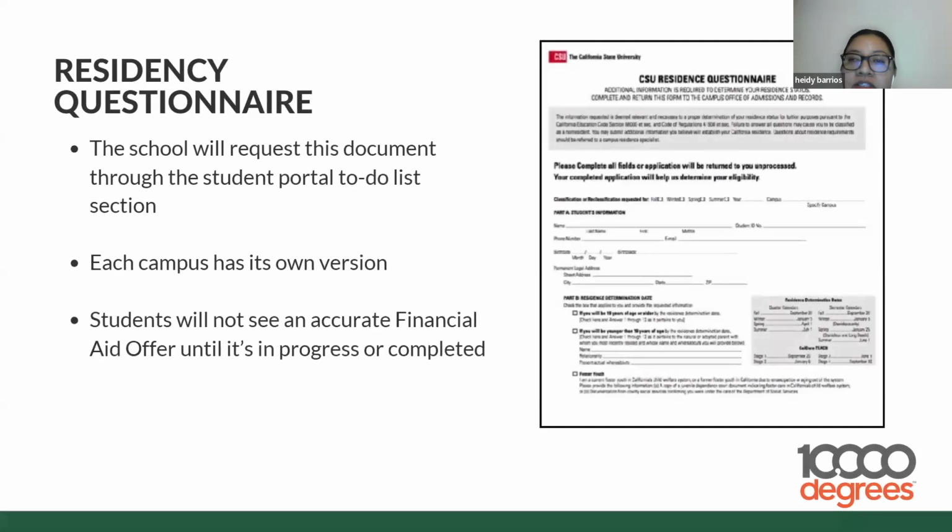And then here is the residency questionnaire for students who are going to be applying to CSU. The school will request this document through the student portal on their to-do list sections. Each campus has its own version, so it's super important for students to make sure they are submitting to all the campuses they're applying to. And students will not see an accurate financial aid offer until it's in progress or completed, so it's super important for students to complete this.